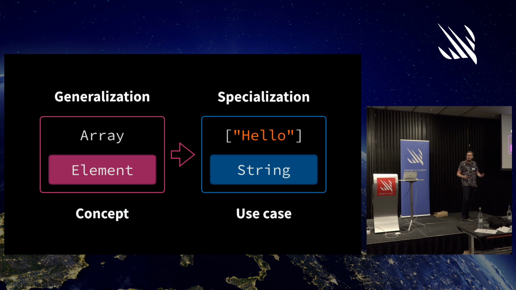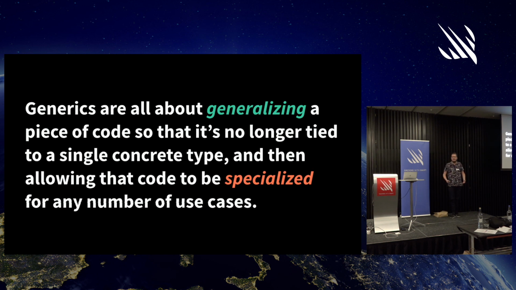So the first thing we can really learn about generics overall is that they're all about generalizing a piece of code so that it's no longer bound to a single concrete type, and then allowing that generic code to then be specialized for any number of use cases, which is really cool.